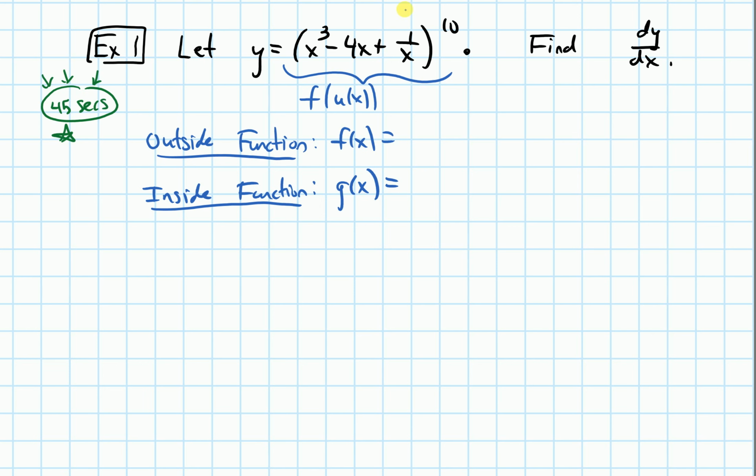Looking at this whole thing, I see that within the parentheses, x cubed minus 4x plus 1 over x has been plugged into the parentheses. So x cubed minus 4x plus 1 over x is actually our inside function. But what is that whole thing in the parentheses being plugged into? It's being plugged into this 10th power. That means the outside function is actually x to the 10th. Because if you take what's inside, and you plug that whole thing in, whoops, I wrote g of x, but I meant to write u of x.